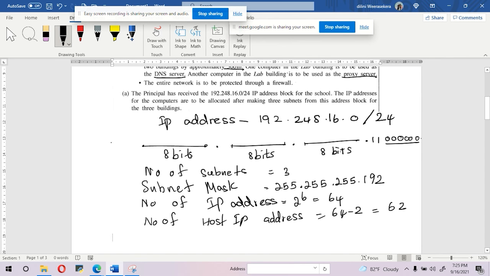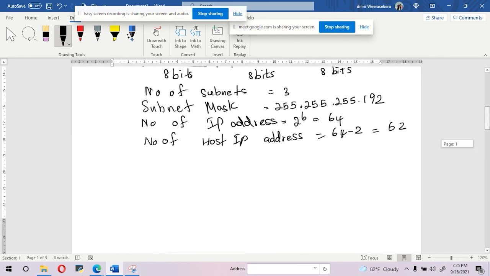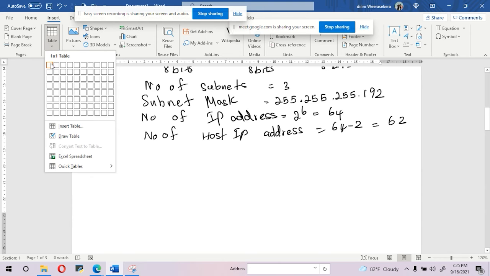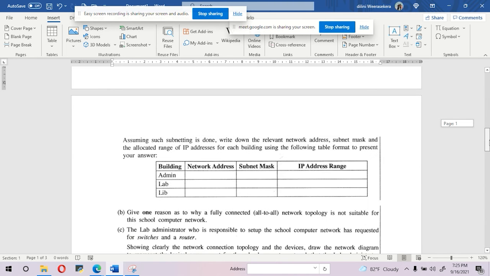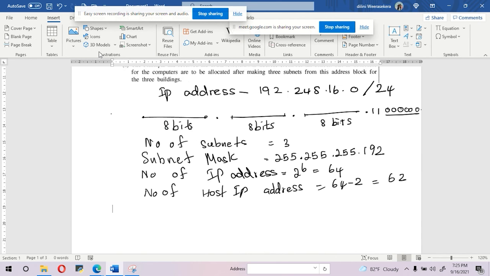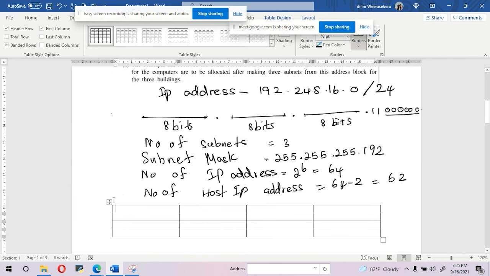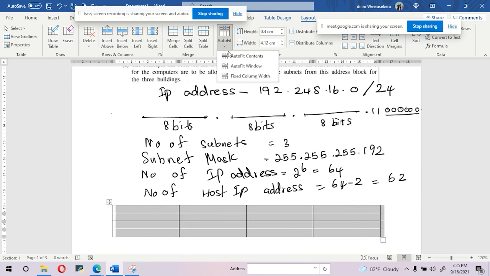Now they are asking you to fill this particular table, so I will draw it using a table. How many columns are there? Let's see: 1, 2, 3, 4 columns and 4 rows. So I'm going to use auto fit to the contents.